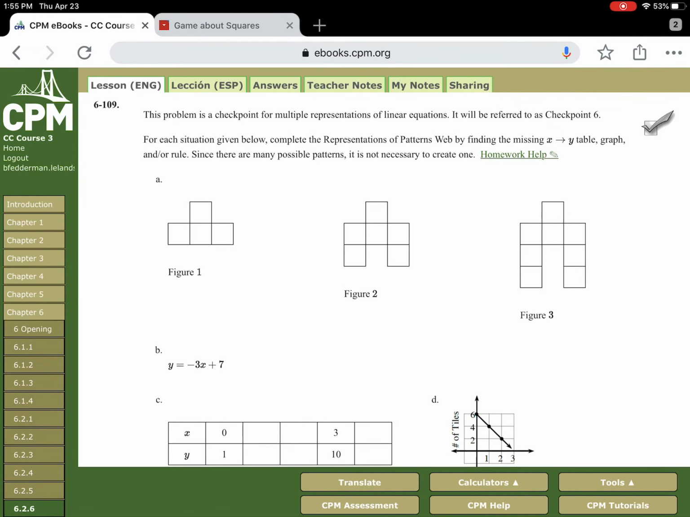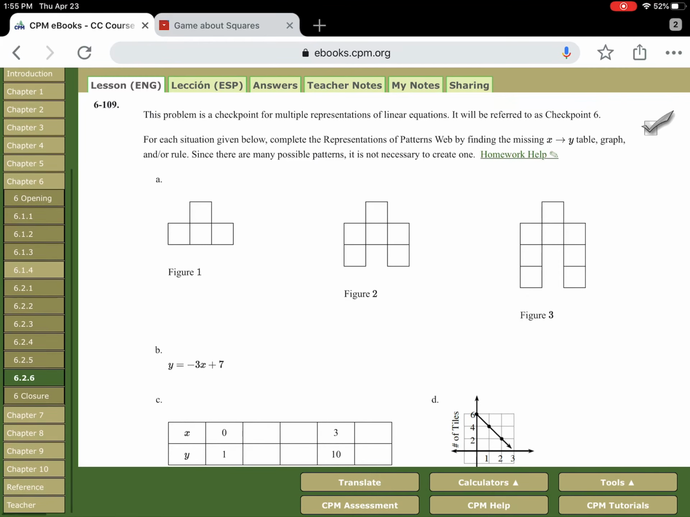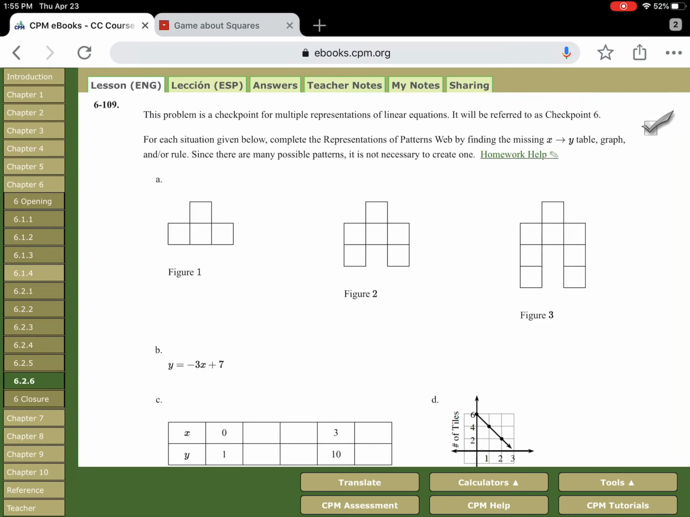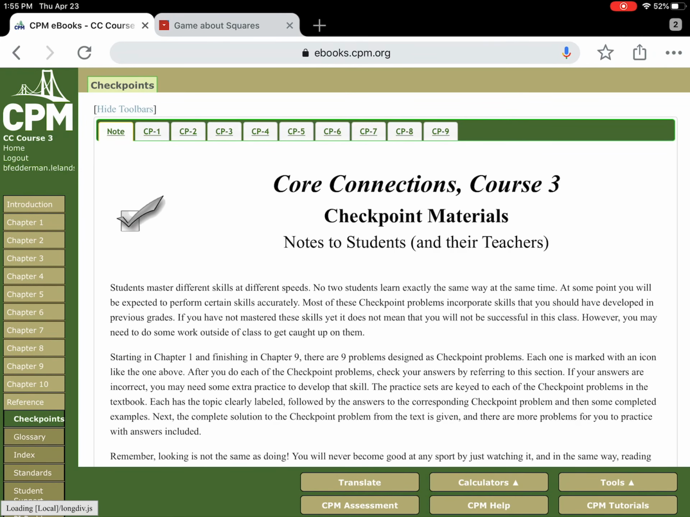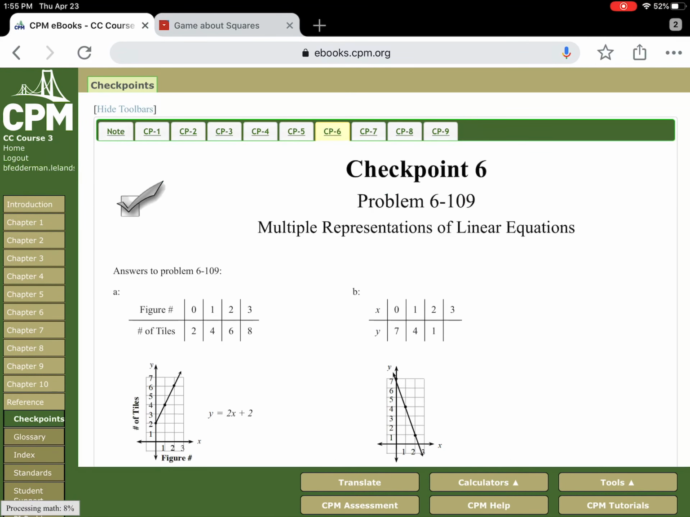In this video, I'd like to talk about checkpoint 6. Checkpoint 6 is in section 6.2.6 and is problem 109. In this video, I'm going to talk about the materials problem number 4.